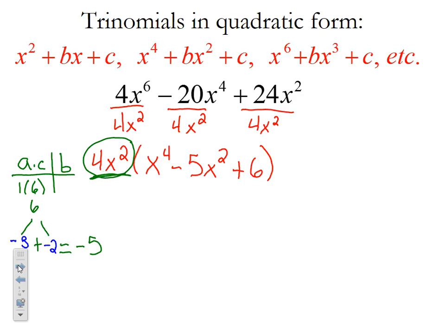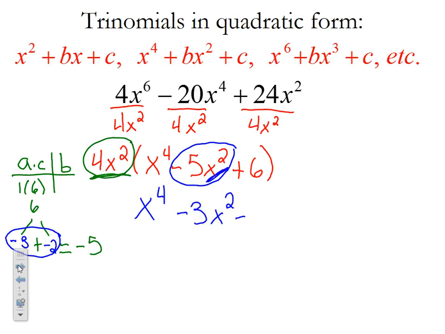Now, this is where this one's going to be a little bit different than what we're used to. We're plugging these two numbers in for this -5x squared. So when I rewrite this problem, I'm going to have x to the fourth minus 3, and it's not just going to be x, you guys. This was an x squared, so I have to put x squared, minus 2x squared plus 6. So we have to make sure we're watching our exponents now.